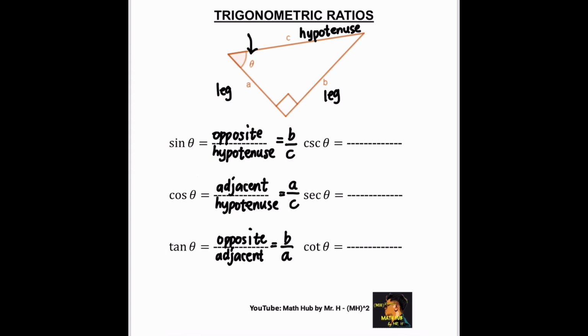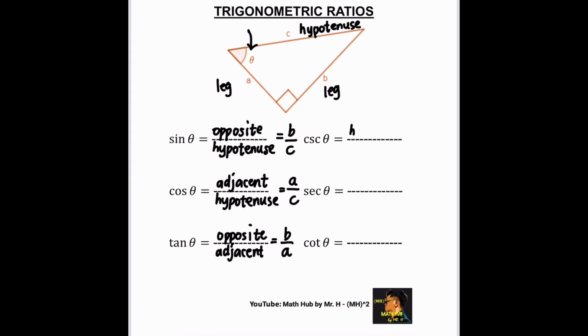Cosecant theta, we just simply get the reciprocal of sine theta. Alright, so if sine theta is equal to opposite divided by the hypotenuse, definitely for cosecant, we just simply get the reciprocal, hypotenuse divided by opposite. Or it's going to be C divided by B if we're using this triangle up here.